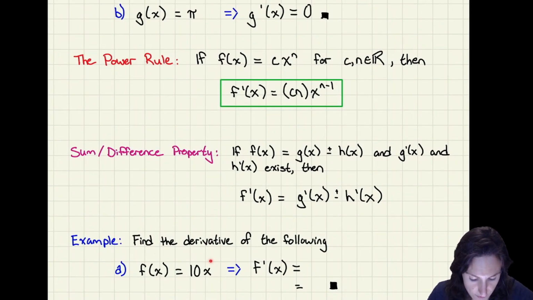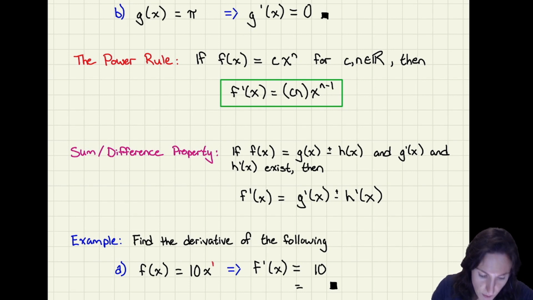So say we now have the function 10 times x. You won't have to go through all this detail every time, but for now, I will write it out. So we have our 10 here. Really, there's a 1 in our exponent, so we would bring that down. So we would have 10 times 1, x to the 1 minus 1. x to the 0 is just 1, so basically we have 10.